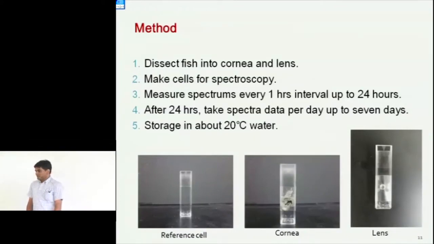Methods. The following procedure was used for our experiment. At first, we dissect the fish into cornea and lens. Then we prepare the cell for spectroscopy. This is the cell for lens, this is for cornea, this is the reference cell. We use cellulose tape to attach the cornea and lens to the spectroscopy cell.